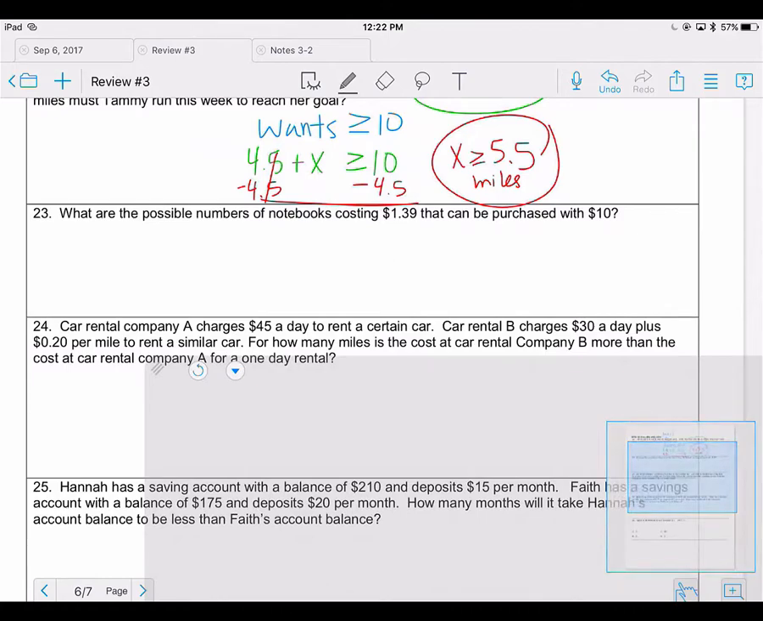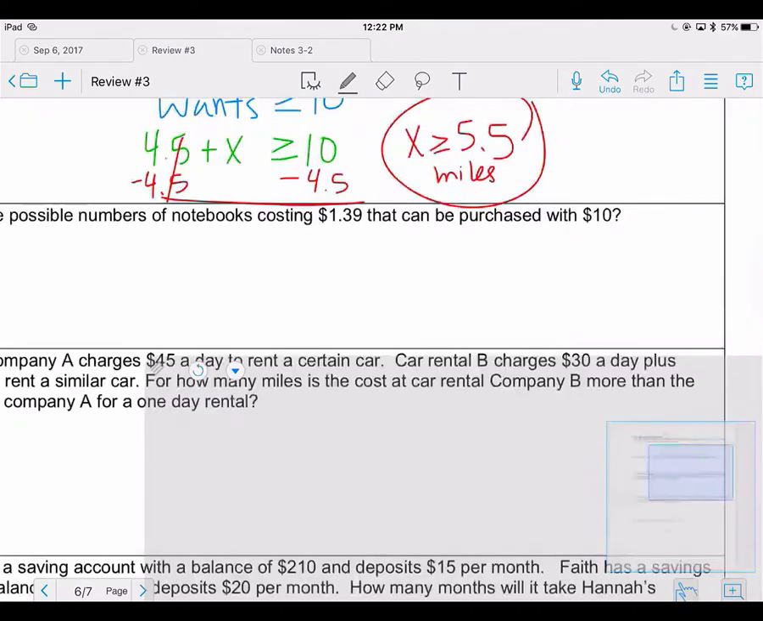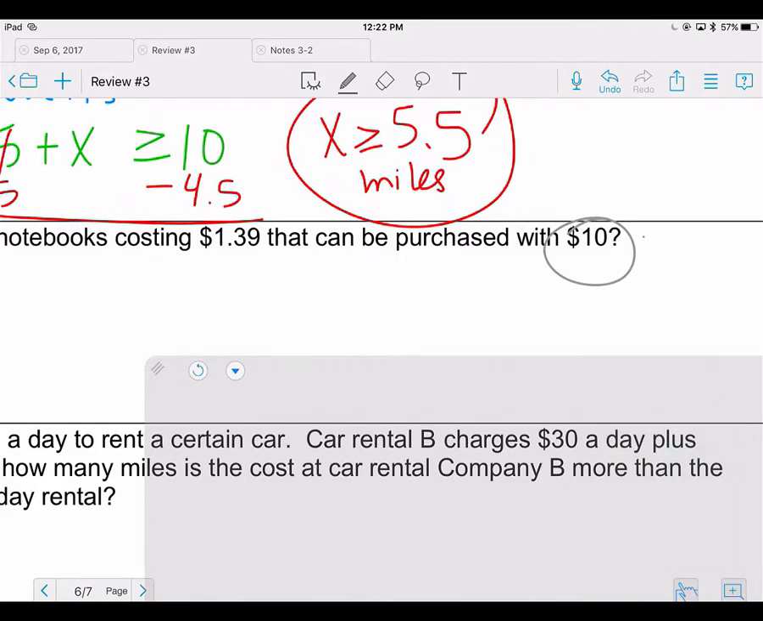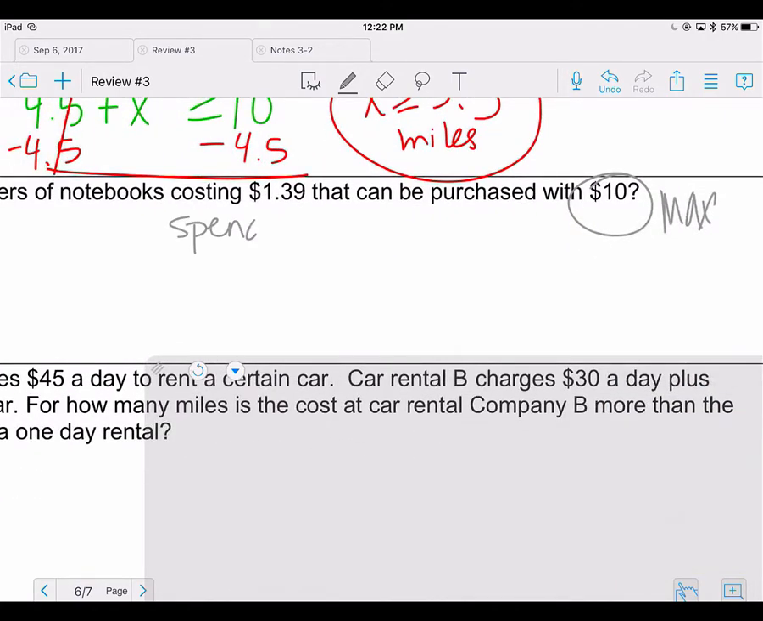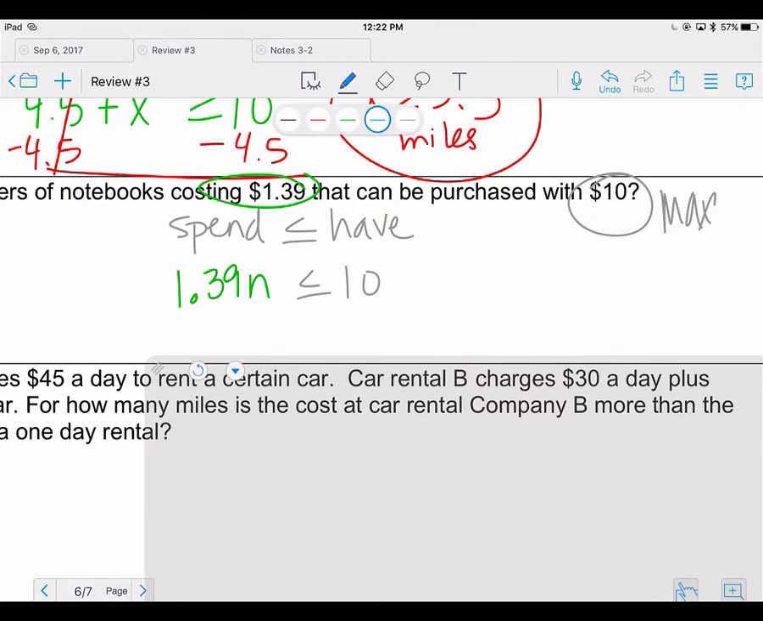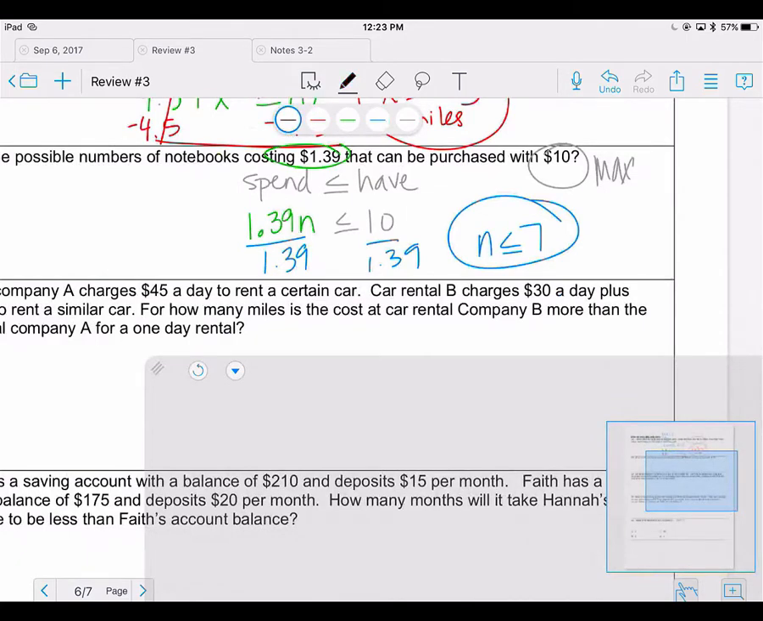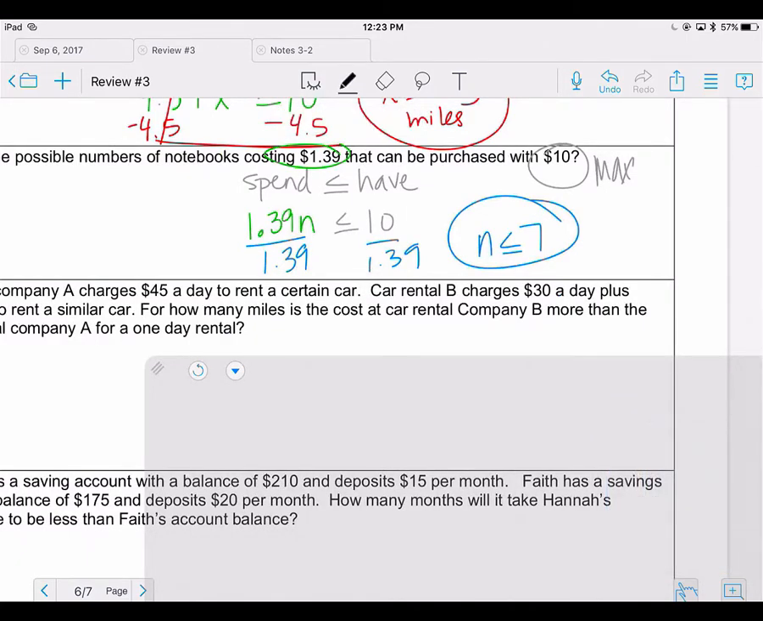23 asks the possible number of notebooks costing $1.39 that can be purchased with $10. If you only have $10, that makes $10 your max. You cannot spend more than you have. So what you spend has to be less than or equal to what you have. In this case, we have $10 and we're spending it on notebooks that cost $1.39 each. In order to solve, we divide both sides, and the maximum number of notebooks would be 7. You can't buy part of a notebook. That's called notebook paper.